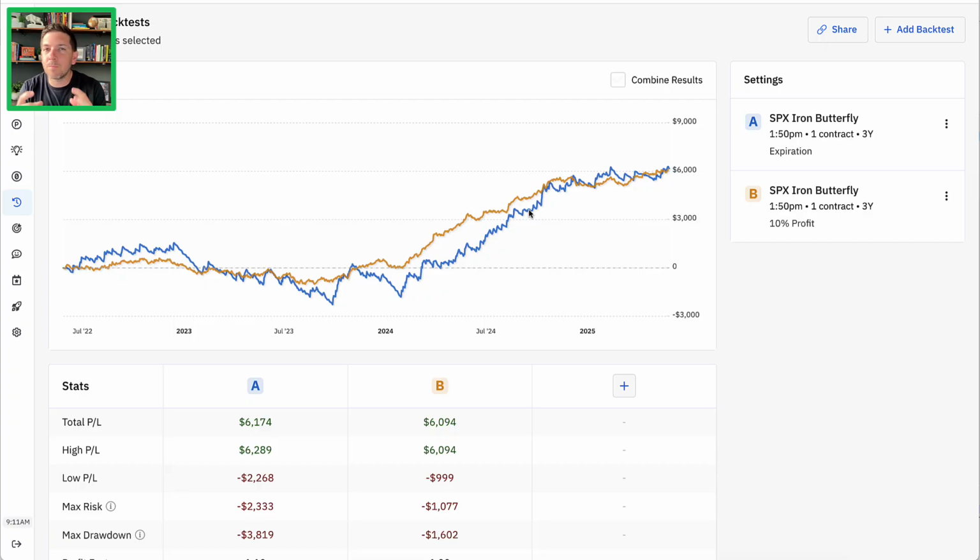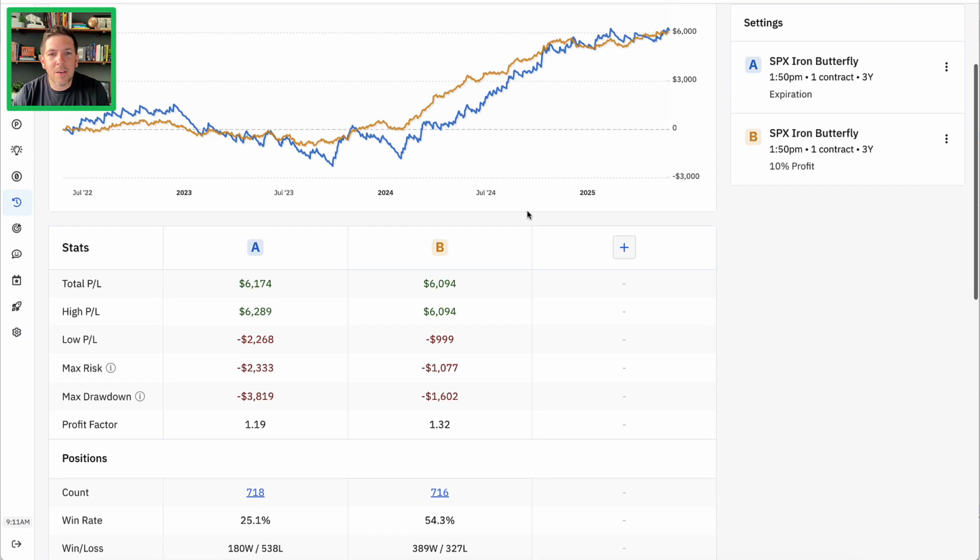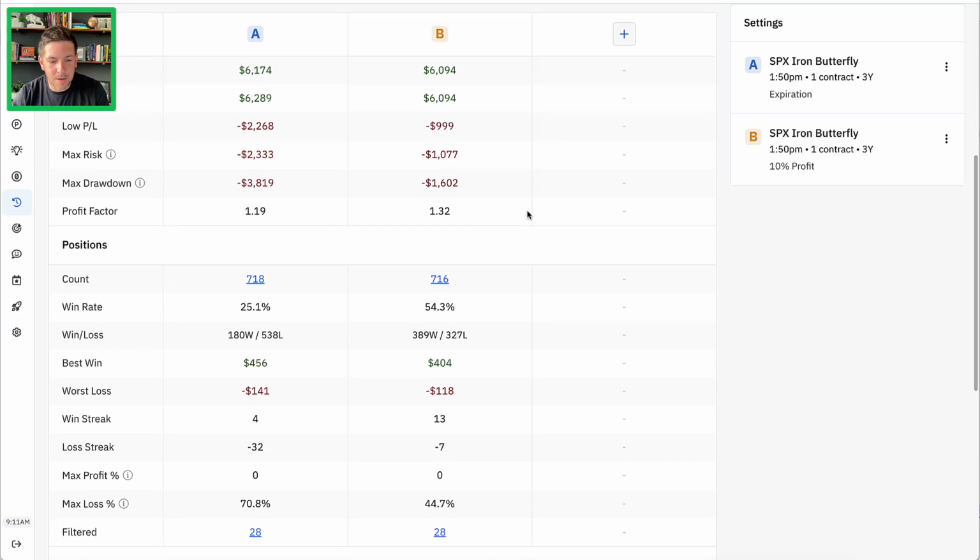You're going to capture a big premium on entry, and then if you get a quick profit during the day, capture that quick profit. So if we go down here and compare the stats side by side, you can see we didn't really give up too much on the total P&L. Your high P&L was very similar. Your max risk was cut essentially in half across the board. And so you did see your profit factor start to increase as well. So that's a good sign.